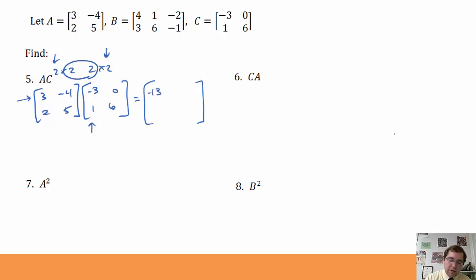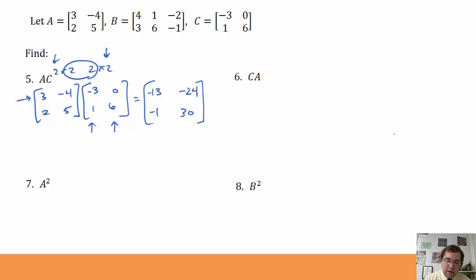Move over. First row, second column. First row of the first matrix by the second column of the second matrix. 3 times 0 plus negative 4 times 6. That's 0 plus negative 24, which is negative 24. Second row, first column. 2 times negative 3 plus 5 times 1. Negative 6 plus 5, negative 1. Second row, second column. 2 times 0 plus 5 times 6 is 0 plus 30, which is 30.